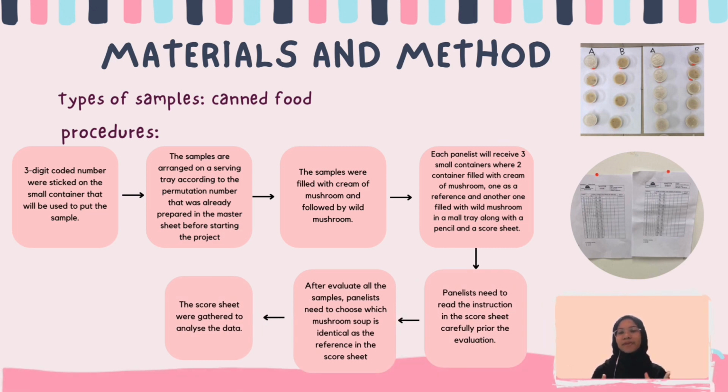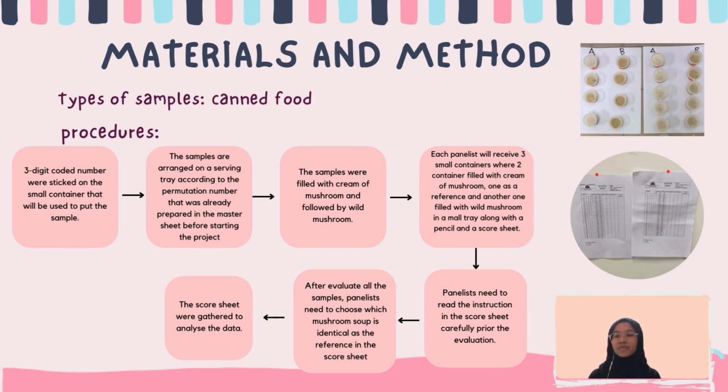The samples that we use are canned food, two different types of Campbell mushroom soup. The first one is cream of mushroom and the second one is wild mushroom. The procedure starts with sticking the 3-digit coded number on the small container that will be used to put the sample. Then the samples are arranged on a serving tray according to the permutation number that was already prepared in the master sheet.